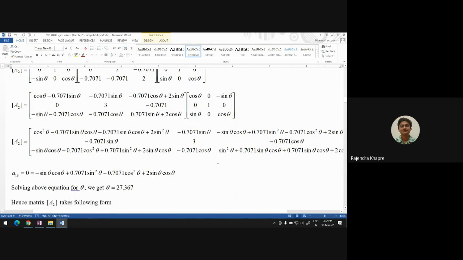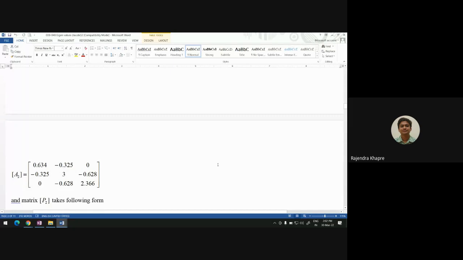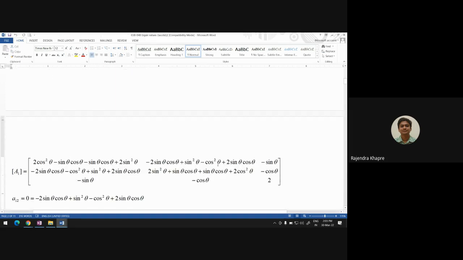Then you substitute the values. So your A2 will look like this now. In A2 you will find location number 1 and 3 is 0, but 1 and 2 is again non-zero. Don't worry. Nothing is going to happen, but you have to follow the steps. So we have tried to eliminate 1, 2, then we tried to eliminate 1, 3. Now we'll go for the other one also. So like this, you keep on doing again and again.